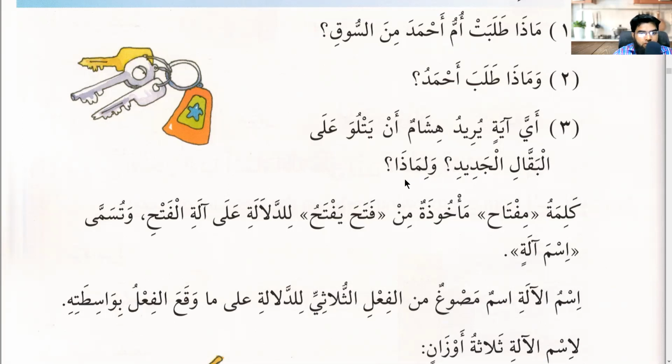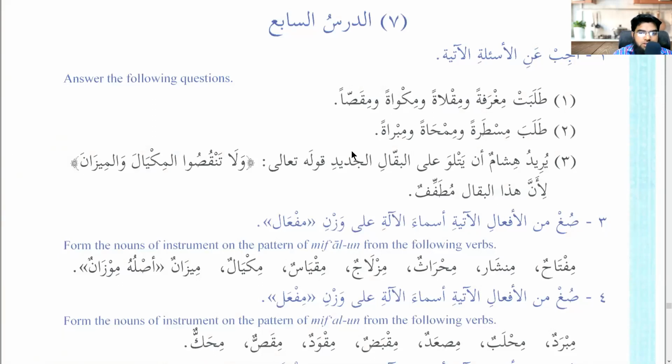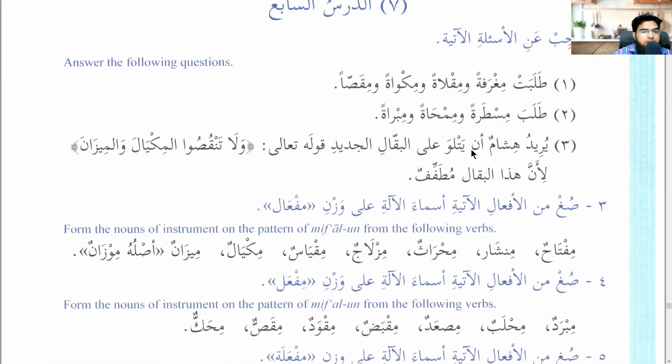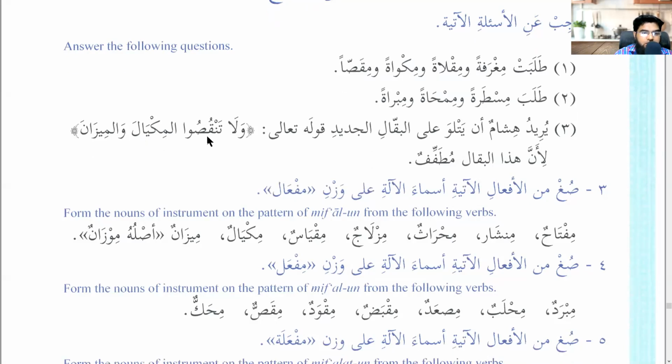يتلو على البقال الجديد. ولماذا? Because in English you might find it weird. Ala, because tala is used with ala. يتلو على, يتلون عليهم آياته. يريد هشام أن يتلو على البقال الجديد قوله تعالى. قوله because object of تلا يتلو. ولا تنقصوا المكيال والميزان. Right? And do not reduce the mikyal and mizan, the measuring and the weighing.